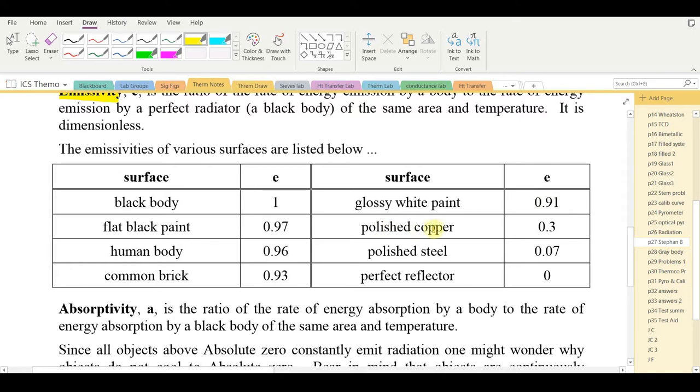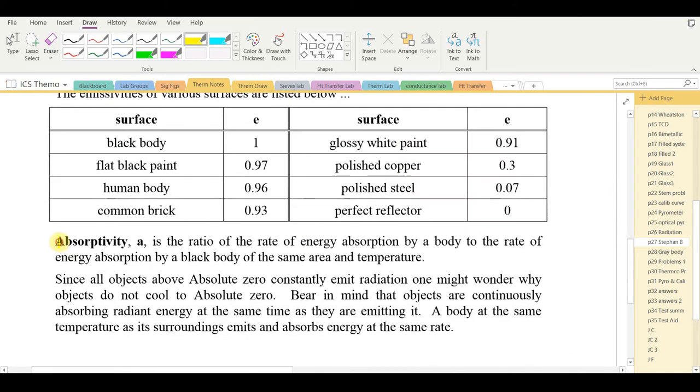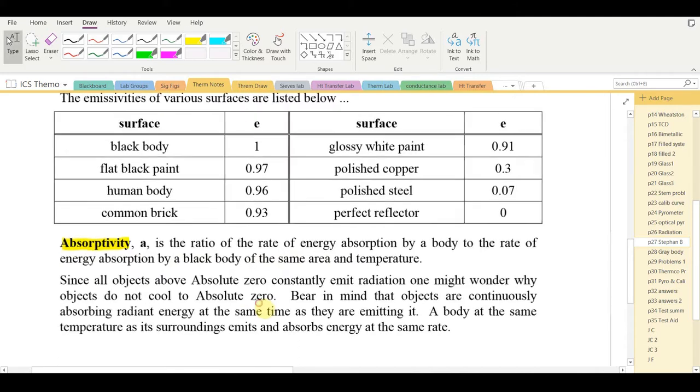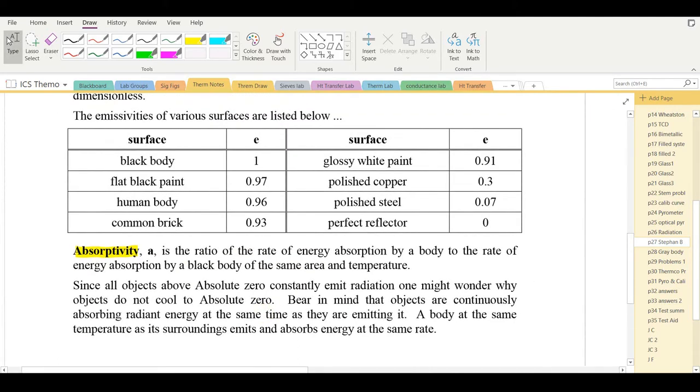Now, polished copper, only 0.3. That's because it's probably reflective to some extent. Polished steel, 0.07. Now we're approaching a mirror. A perfect reflector has an emissivity of 0. It emits nothing, but that's because it radiates nothing, because it's a perfect reflector. So absorptivity, A, is the ratio of the rate of energy absorbed by a body to the rate of energy absorbed by a black body of the same area and temperature. So it turns out numerically, emissivity will always be exactly the same as absorptivity, and that's Kirchhoff's law.